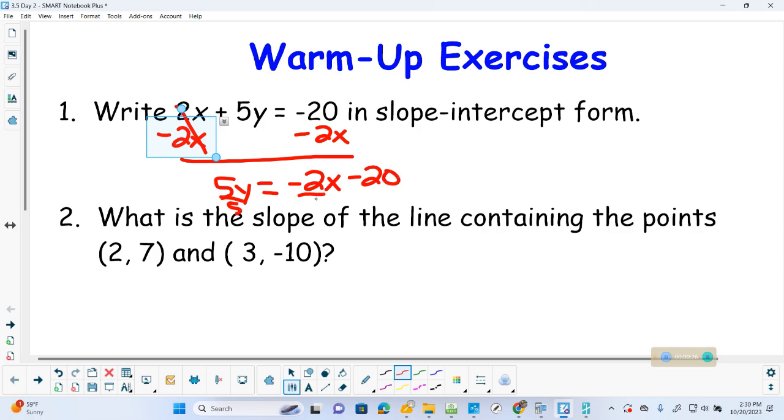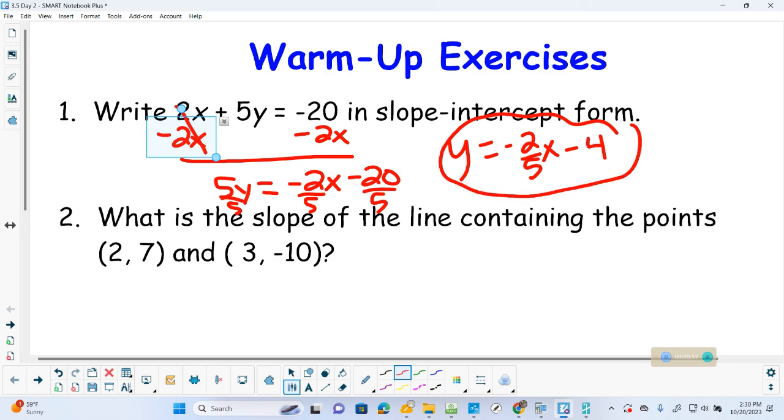I'm running out of room. I'm going to sneak it in there. So we've got it, negative 2/5 x, and then 20 over 5 is 4. Now, if I asked you, what is the slope of the line? You can tell it to me. I'm going to ask you that in a minute. Or if I asked you what's the y-intercept, what is the slope of the line?